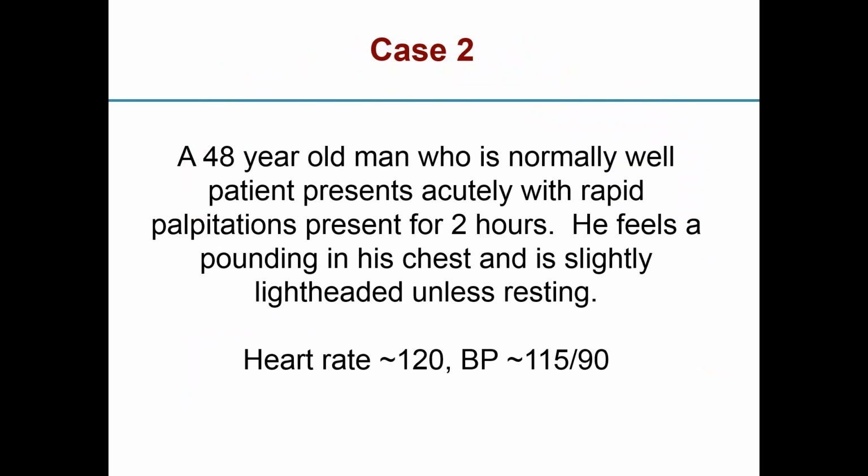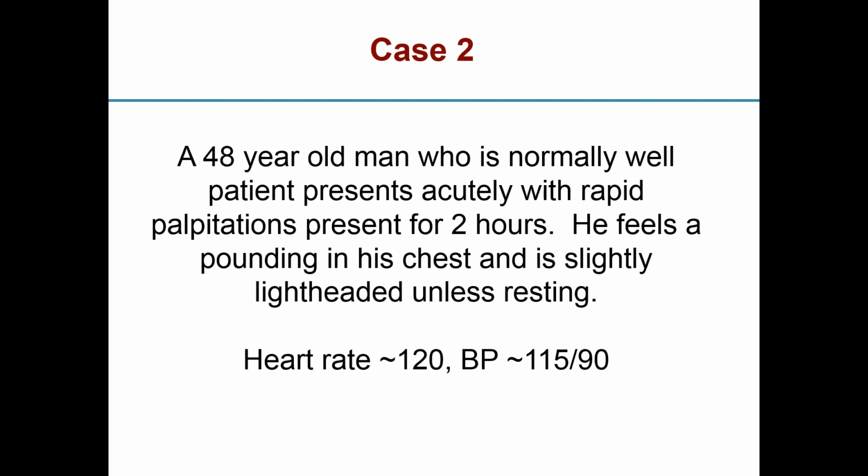So, should we talk about the second case? Yeah. This is a 48-year-old man, a different perspective of atrial fibrillation, who's normally well, who presents acutely with rapid palpitations present for about 2 hours. He feels pounding in his chest and he's slightly lightheaded unless he's sitting doing nothing. When you examine him, his heart rate's 120 and his blood pressure is 115 over 90. You listen to his heart and that sounds pretty normal.